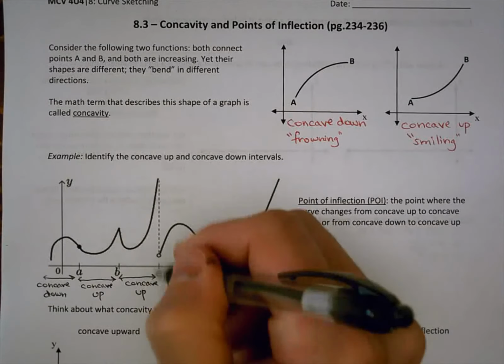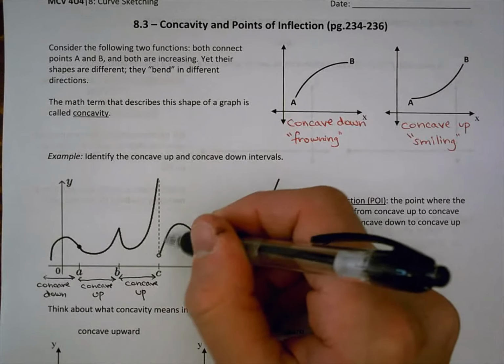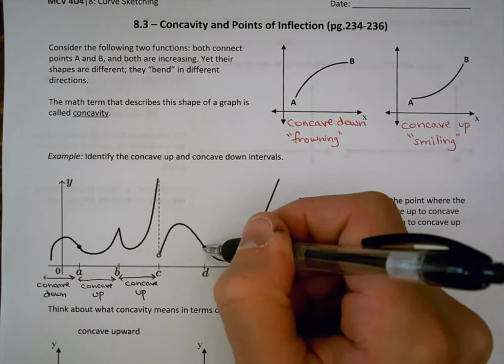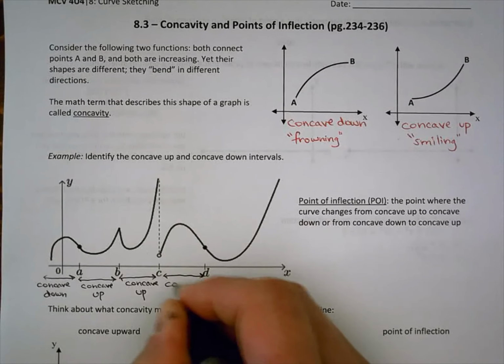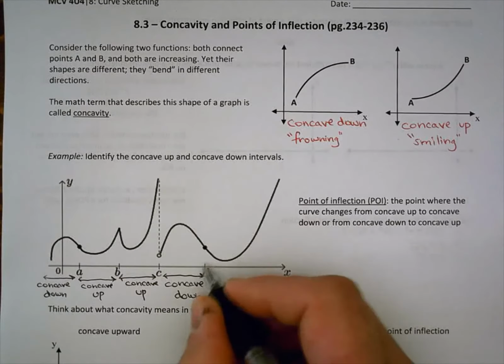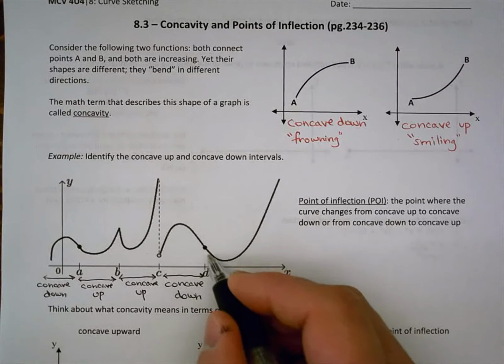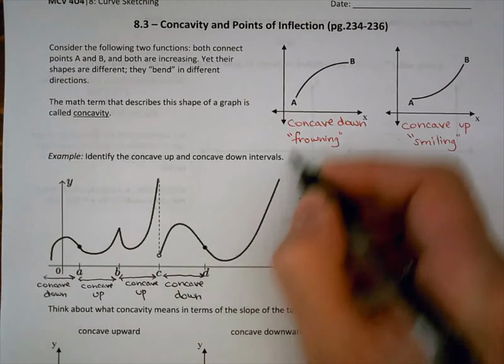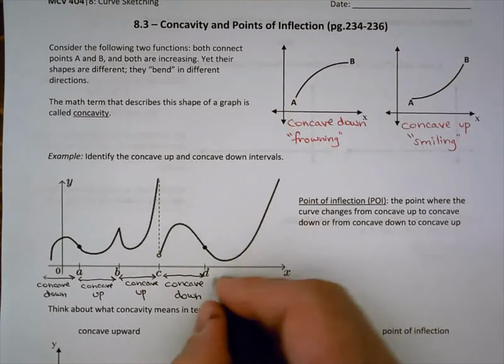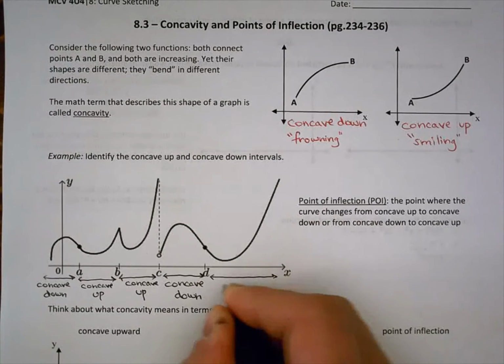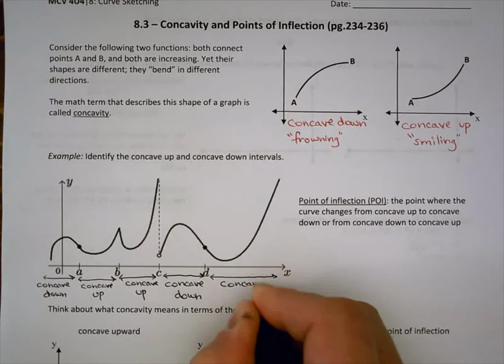Then there's some sort of asymptote. From this point onward, the cave is facing downward. Oh, and then it changes here. So this is a concave down section. And then from D onward, we're always facing up. Even though this graph is going to go on forever, it's always going to have that concavity that's facing upward. So that's an important idea, concave up.